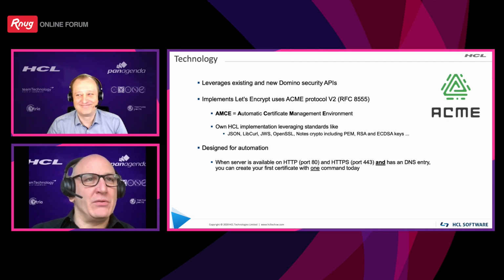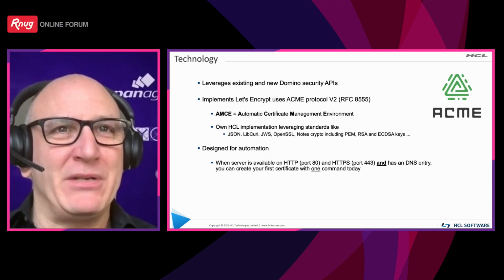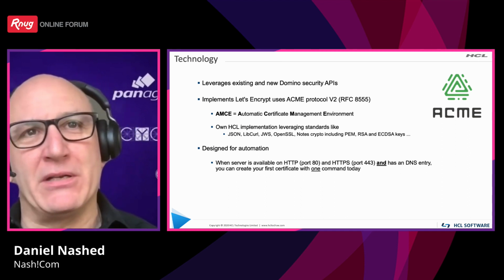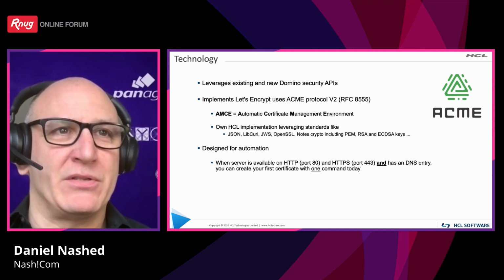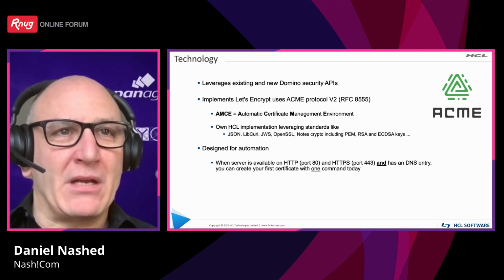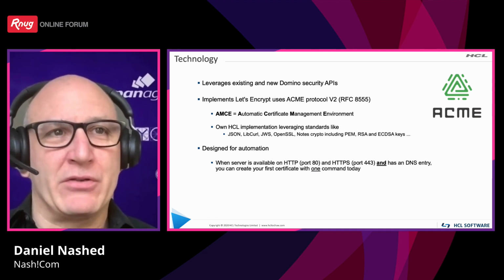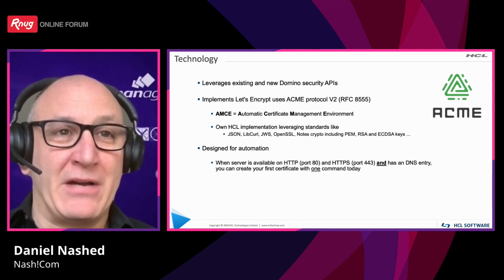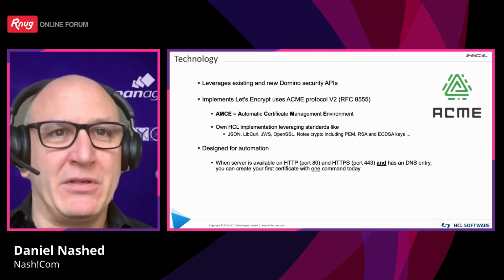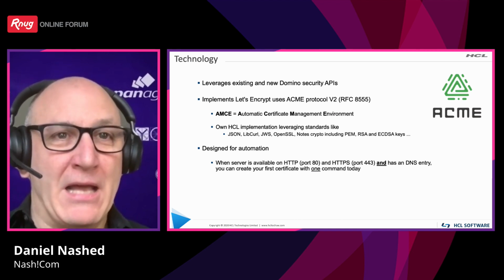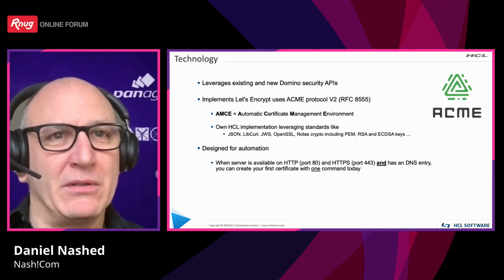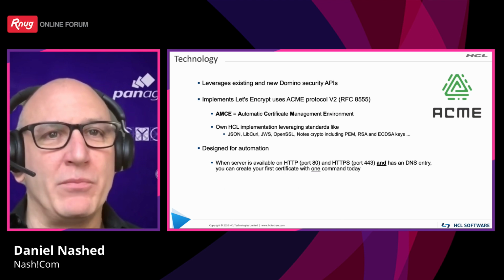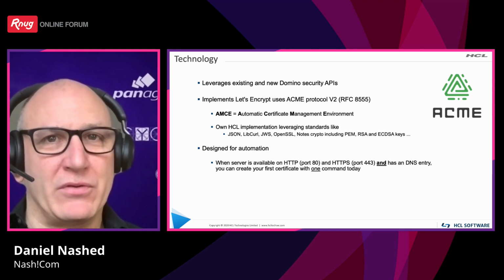So we're using the ACME protocol. ACME stands not for the company ACME, but for Automated Certificate Management Environment. And HCL has built their own implementation based on standards like JSON, libcurl, OpenSSL, and Notes cryptographic functions that are in the product, right? So it is designed for automation, as Thomas said, and you will see later in a demo how it works live. And the only thing you need for the HTTP challenges, for the requests to be performed to verify your server, is that you have port 80 open, and later on the SSL port 443.